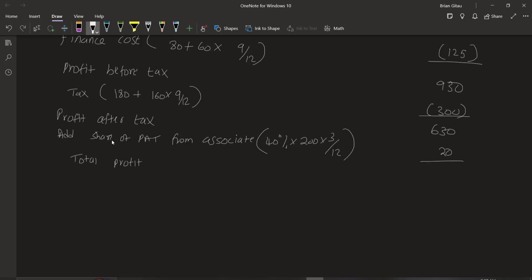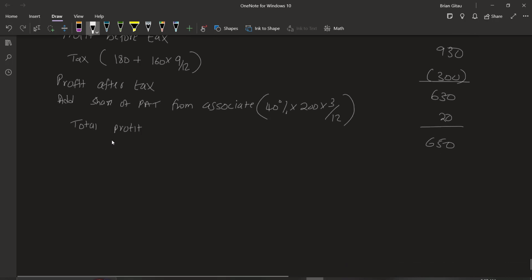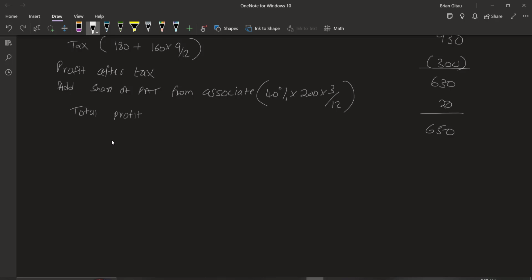Total profit is 650. Now this 650 is the entire profit, so to get the profit attributable to the parent, we less the NCI share of profit after tax.